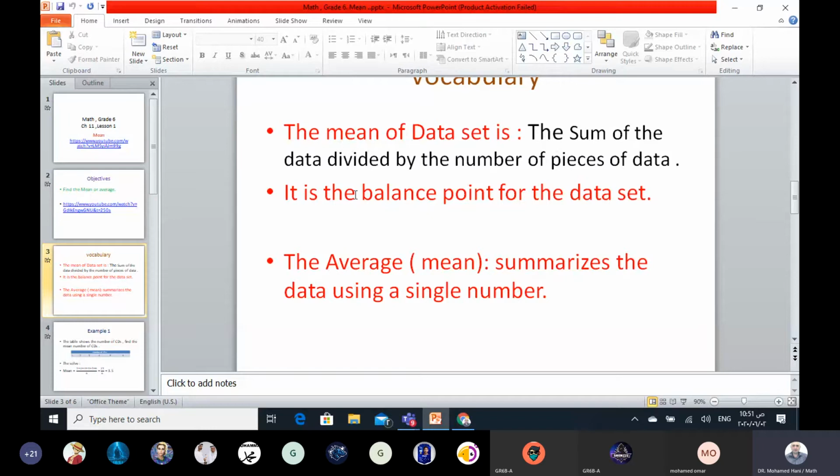The same meaning of the mean, the average, when I say the average or mean, means summarize the data using a single number. So if the question says find the mean or find the average, it is the same meaning.